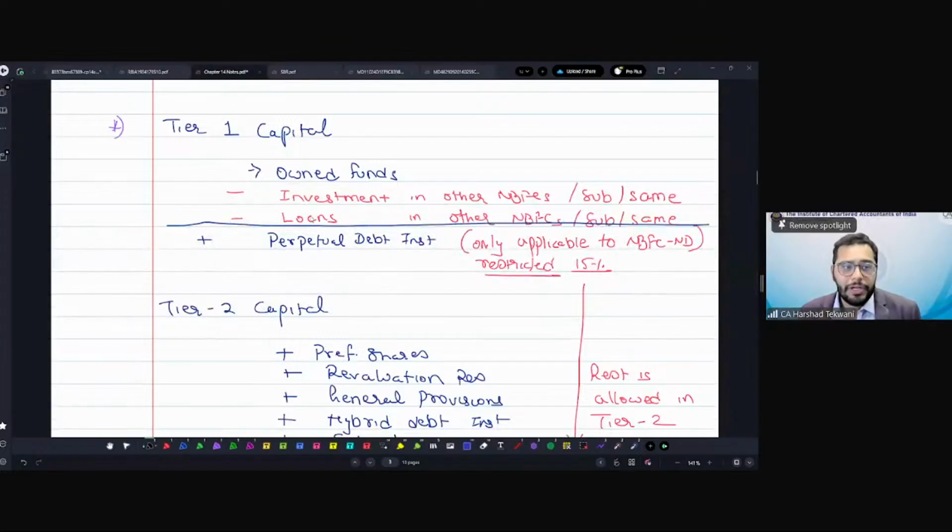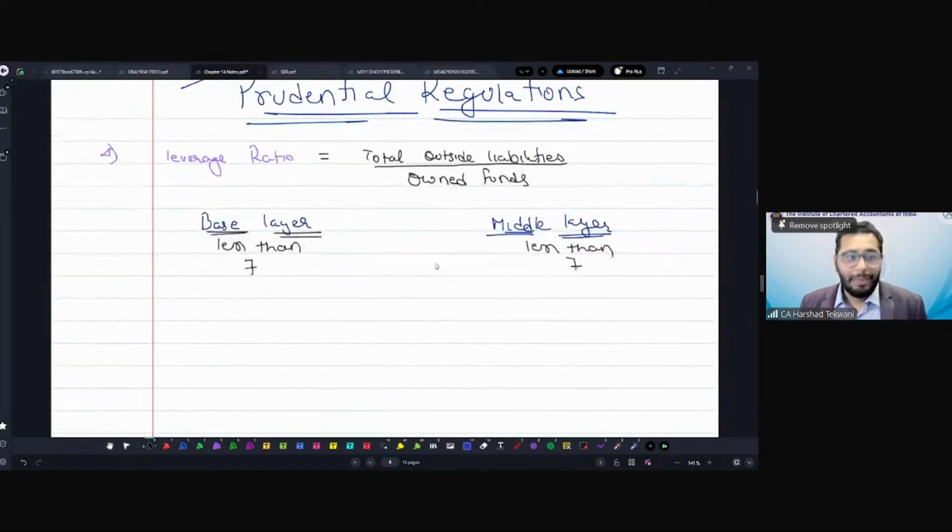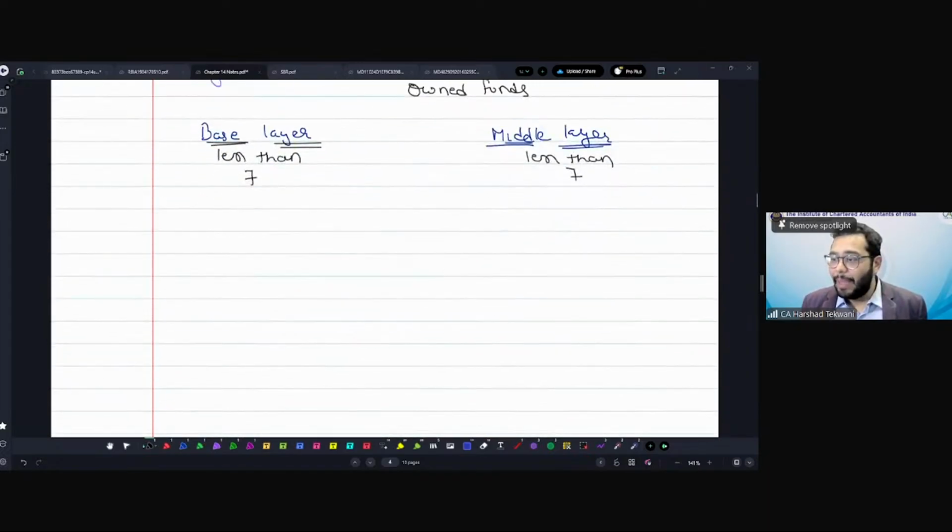Tier 1, own funds, investment loans, perpetual debt. And tier 2 capital, rest all the things. So this is the tier 1, tier 2 capital that we discussed in the last session. Now, what is the requirement with respect to the tier 1, tier 2 capital? For tier 1 capital, I'm talking about as of now, the base layer. So tier 1 capital, basically, if the NBFC is engaged in gold jewelry loans, lending against gold jewelry.